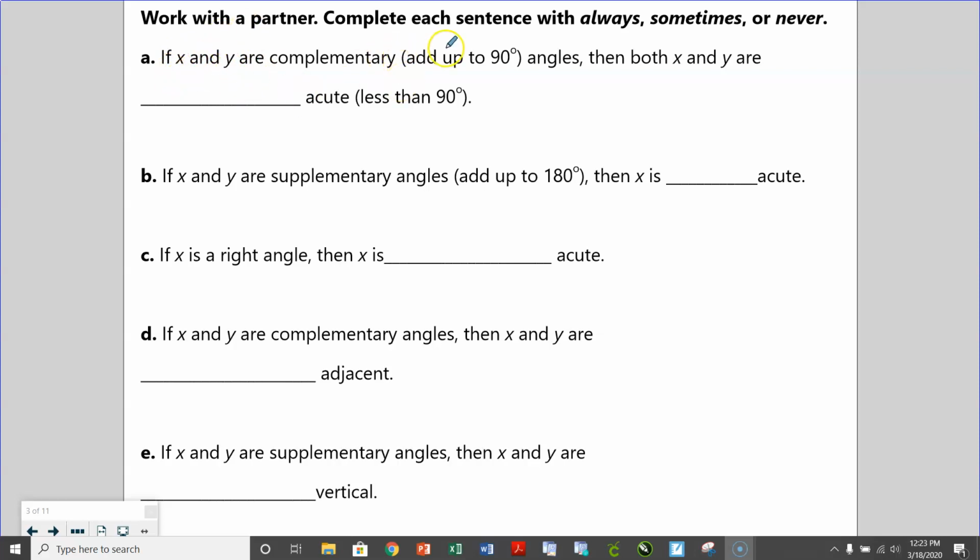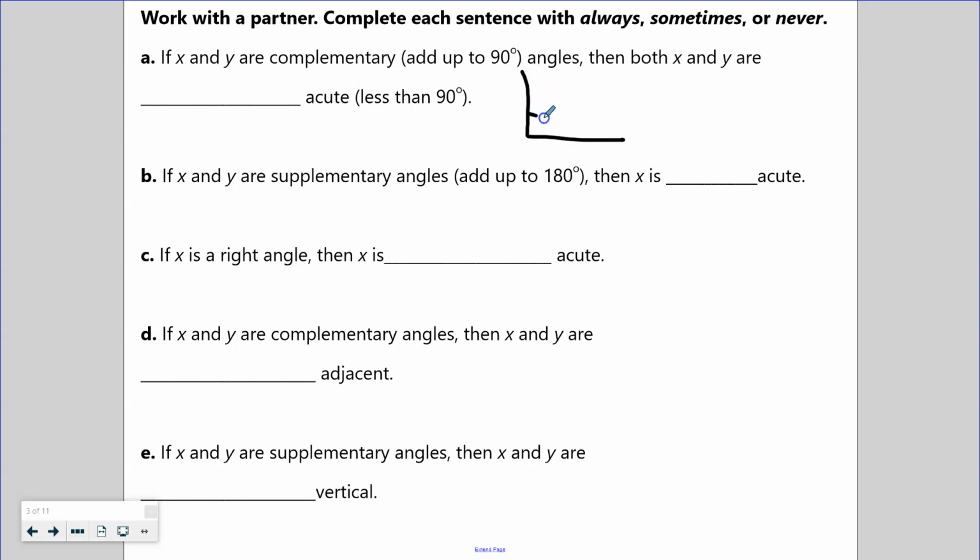If X and Y are complementary, add up to 90 degrees, then both X and Y are always acute angles, sometimes acute angles, or never acute angles. And so if I draw a little picture here, I know that my two angles have to be in here, and I know something about acute angles, and acute angles are less than 90. So any line that I draw in here, right? Draw that line, I can draw this line, I can draw this line, right? Anything in here is going to be less than 90 degrees, right? So I'd say always.